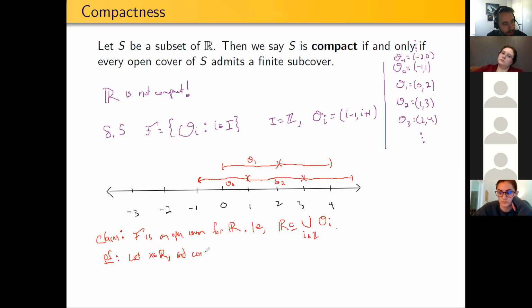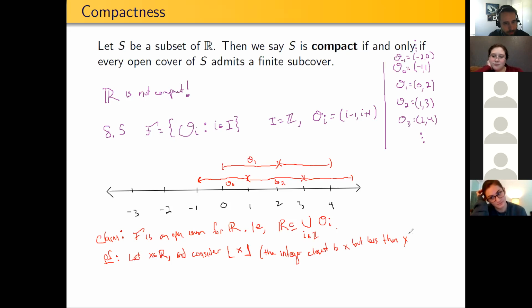and consider, maybe I wouldn't even take the closest integer. Have you seen this notation before? Sort of representing the floor function. And consider this: this is the integer closest to x, but less than x. I just want to make sure, has everybody seen that notation before?